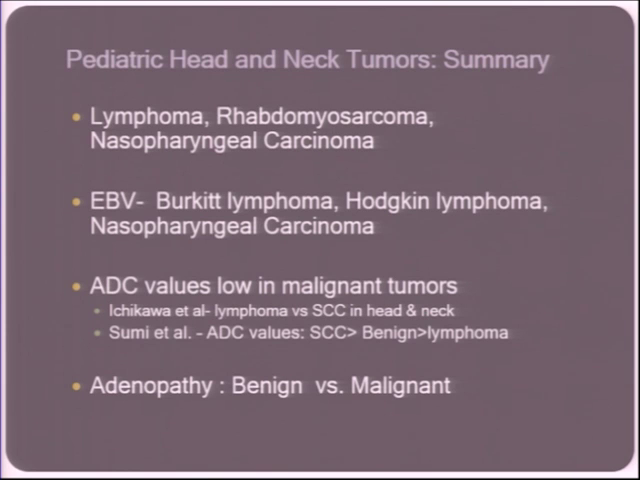So in summary, the most common malignant tumors that we see in pediatrics are lymphoma, rhabdomyosarcoma, and nasopharyngeal carcinoma, followed closely by thyroid cancer. EBV, previous exposure to EBV, is implicated in the development of Burkitt, Hodgkin, and nasopharyngeal carcinoma. All the malignant tumors that we looked at were bright on DWI and had low ADC values.